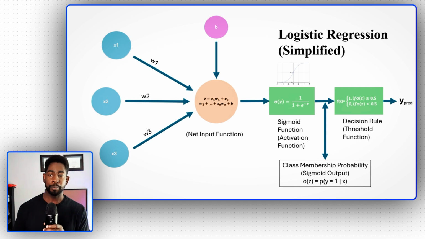Then that net input function output is sent over to something called an activation function, but more specifically in logistic regression, we call it the sigmoid function. The sigmoid function, unlike the step ladder that the Perceptron had, creates a curved line.